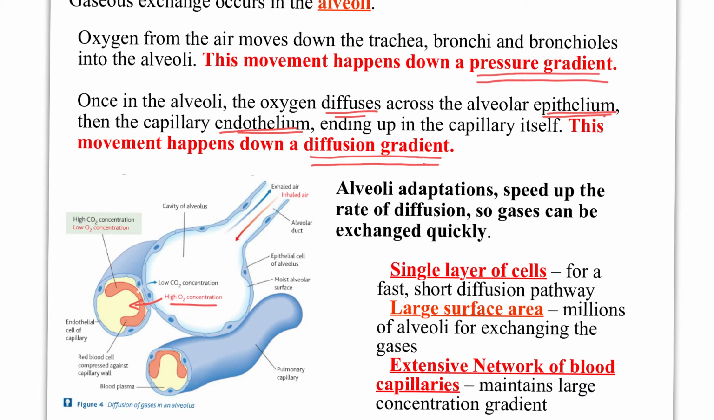So the alveoli are adapted to speed up the rate of diffusion. We talked already about the fact that they're a single layer of cells. So a single layer of cells on the alveoli, a single layer of cells on the endothelium of the capillaries, for a shorter diffusion pathway. They have a really large surface area, so millions of alveoli allow gas exchange to occur. And they have a really extensive network of blood capillaries, and this maintains a steep concentration gradient.